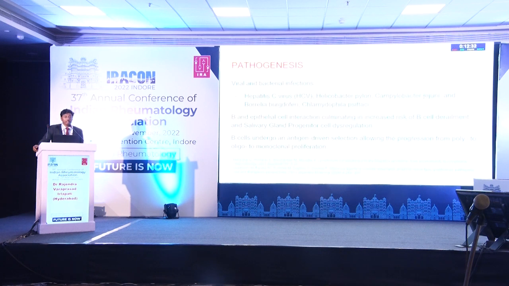Coming to pathogenesis, there is a genetic predisposition with an unknown autoantigen or external infections like bacterial or viral infections. The most commonly implicated infections are hepatitis, Helicobacter pylori, Campylobacter, Borrelia, and most recently chlamydia, which has been well studied and well established. So there is B cell and epithelial cell interaction, which culminates in an increased risk of B cell derailment and salivary gland progenitor cell dysregulation. This constant antigen-driven selection pushes the B cell activation into monoclonality.